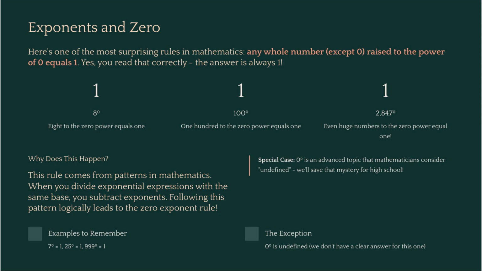What about exponents of 0? This can seem a little strange, but there's a simple rule. Any number, like 8 or 100, raised to the power of 0 will always equal 1. So 8 to the power of 0 is 1, and 100 to the power of 0 is 1. The only tricky exception is 0 to the power of 0, which usually isn't covered in the 6th grade because it's considered undefined in most contexts. For now, just remember that any non-zero number to the power of 0 is 1.